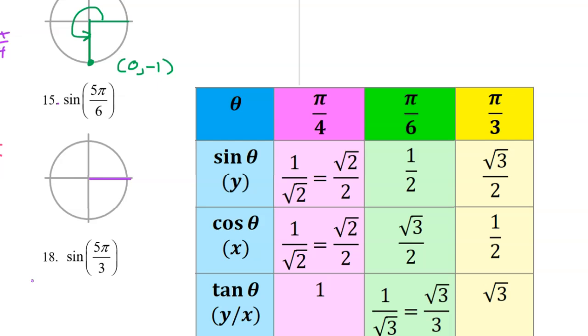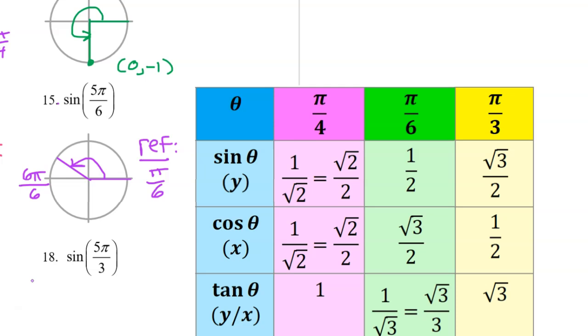In what quadrant is 5 pi over 6? We can think of pi as 6 pi over 6. Therefore, 5 pi over 6 will be pi over 6 less than 6 pi over 6, placing it right here in the second quadrant. Therefore, we can tell that the reference angle is pi over 6.